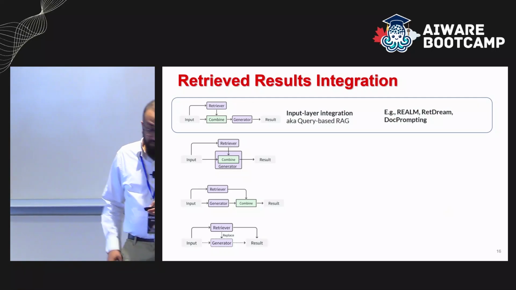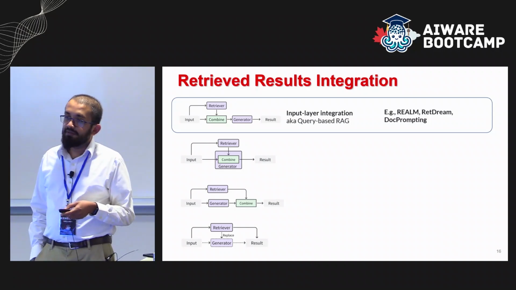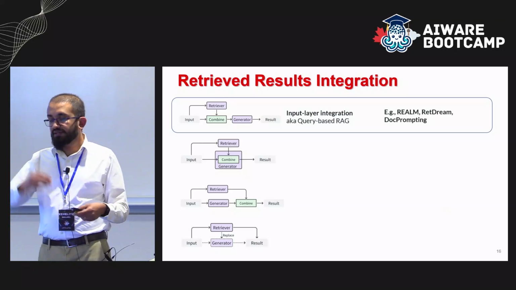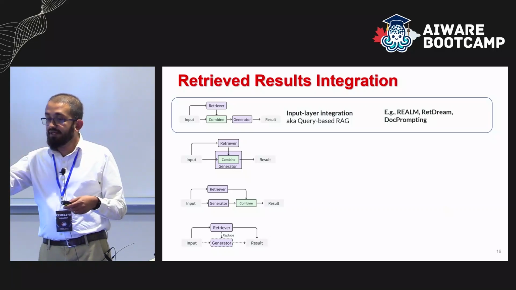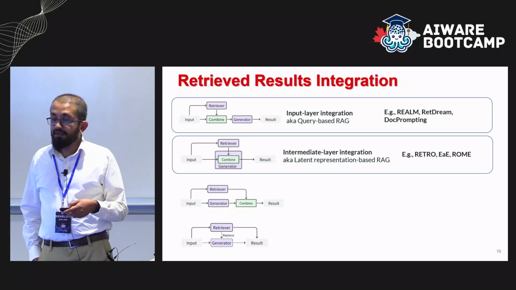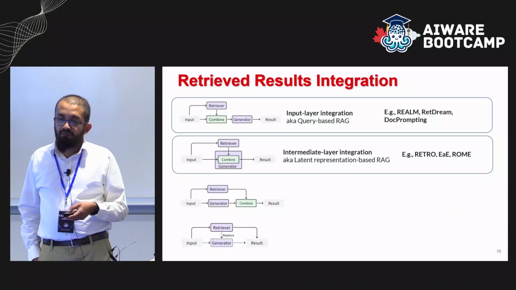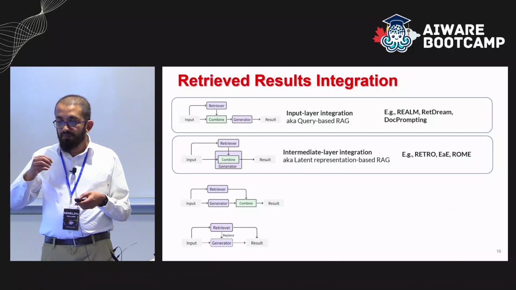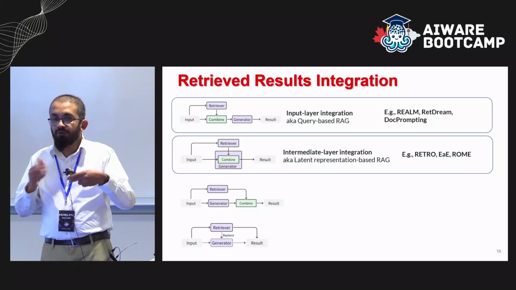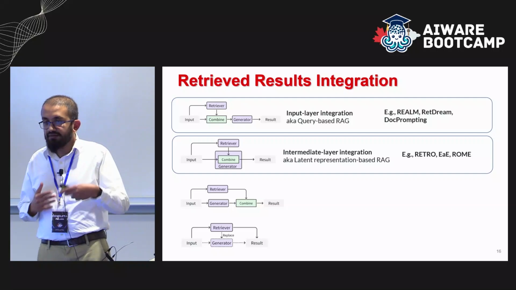So first is the input layer integration, also called query-based RAG. This is a pretty simple idea where you retrieve the information, combine it with the query, and feed it to the generator and get a result. There are multiple examples of this here. And then there's the intermediate layer integration, also known as latent representation based RAG, where you integrate the retrieved information while you are doing the generation. As the tokens are being generated, you integrate the retrieved information.